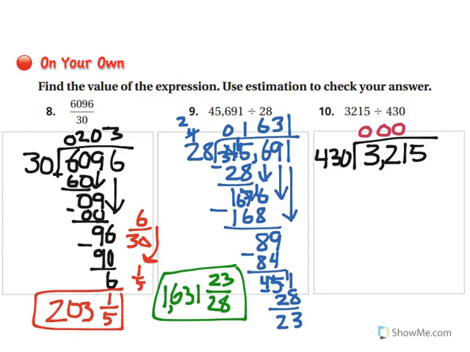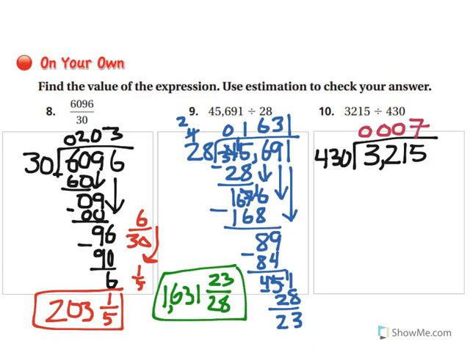So again, I don't know. We'll try 400 and do it this way. 400 times 1 is 400, times 2 is 800, times 3 is 1,200. Let's jump ahead. 400 times 7 is 2,800. 400 times 8 is 3,200. So I'm thinking it's going to be the 7 because this is bigger than 400. So I'm going to use the 7.